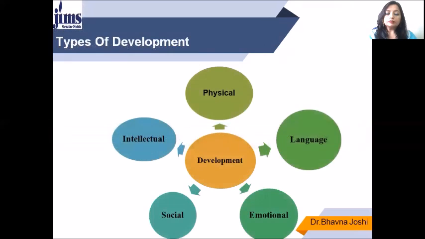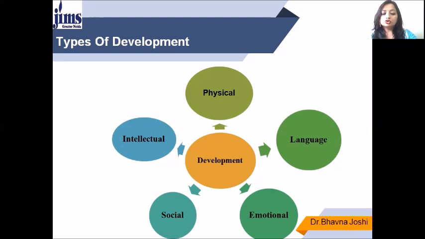Now, what types of development will we be concentrating upon? We will be concentrating upon the physical development of the child, the language development of the child, the emotional development of the child, the social development of the child, and the intellectual development of the child. When we talk about physical development, here we will be talking about the development of internal and external organs of the child with respect to that specific stage.